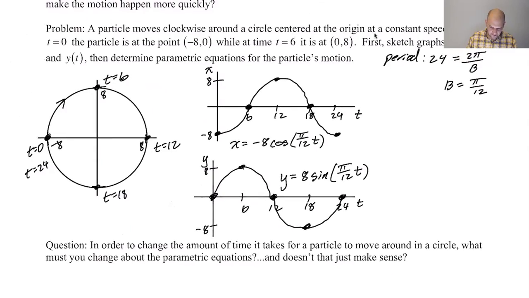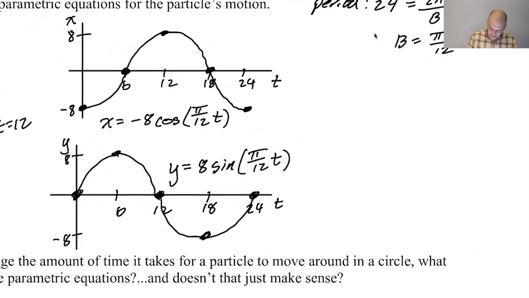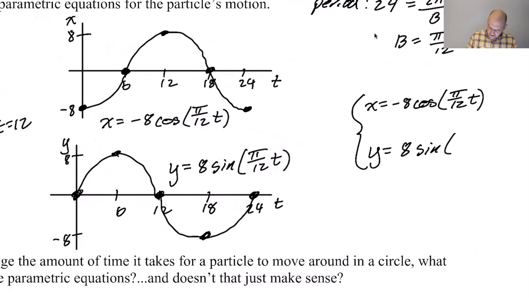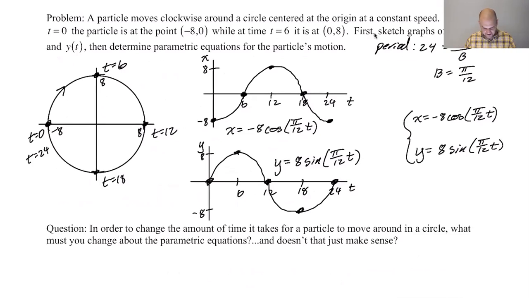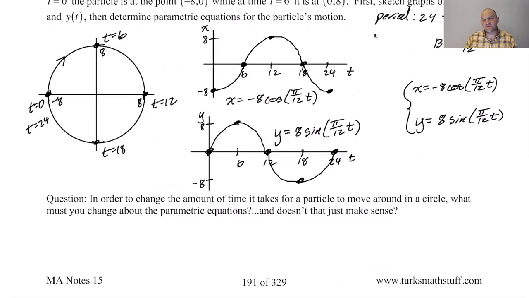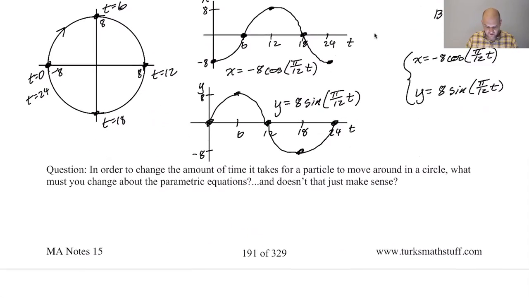So overall, our parametric equations are x is negative 8 cosine pi over 12 t, and y is positive 8 sine pi over 12 t. So that's going to work, I think. Let me answer this next question, and then I'm going to go to GeoGebra and make it happen just so we can watch it.